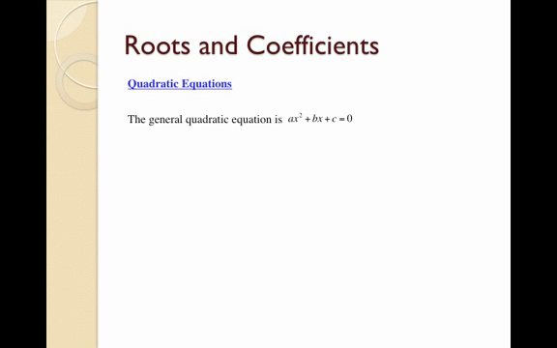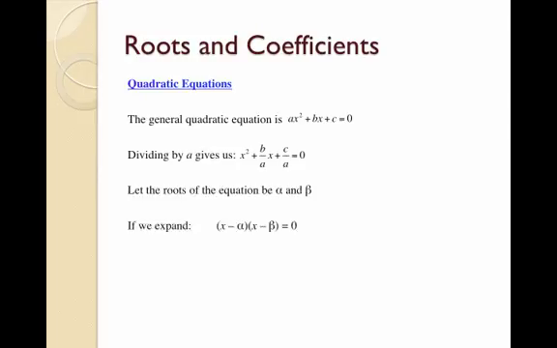The general form of a quadratic equation is ax squared plus bx plus c equals 0, where the a, b and c are the integer coefficients of the x values. Dividing by a, we get the monic polynomial x squared plus b over a x plus c over a equals 0. Our coefficients are the fractions b over a and c over a. We're going to call the roots of our equation alpha and beta. By doing this, we can write our equation as x minus alpha times x minus beta equals 0.